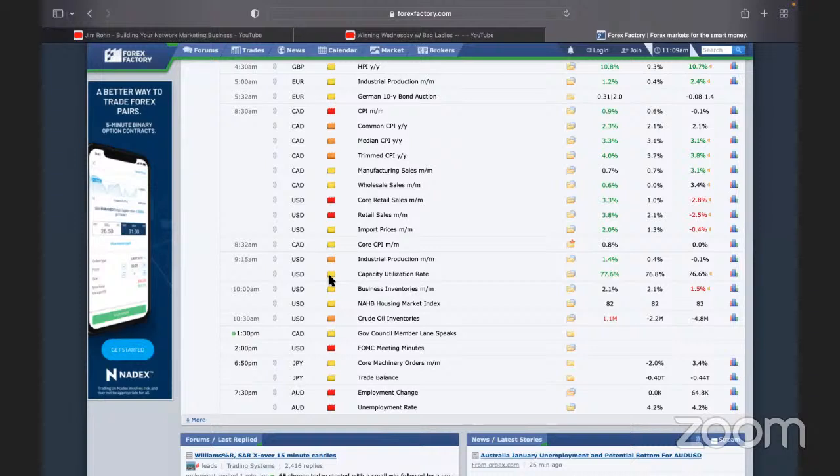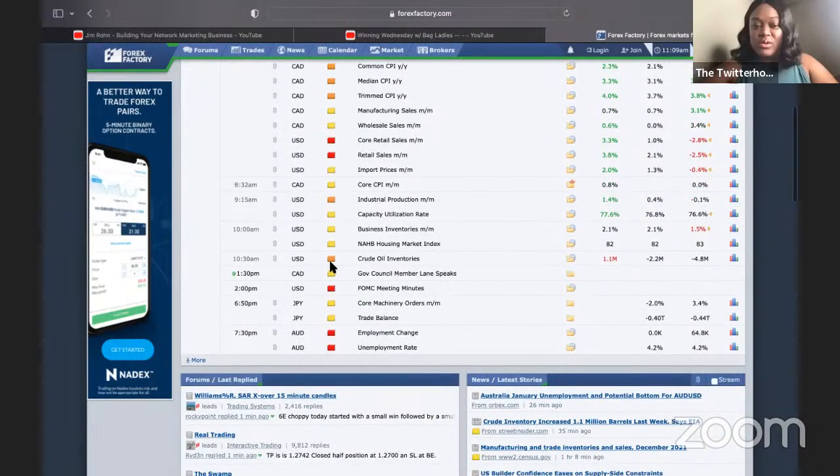Right now, we had an orange folder. So it's after 11, I'm still going to stay away from the US dollar because there was a lot going on with the US dollar. So for this session, I'm not going to pay any attention to USD. It's as if it doesn't exist.